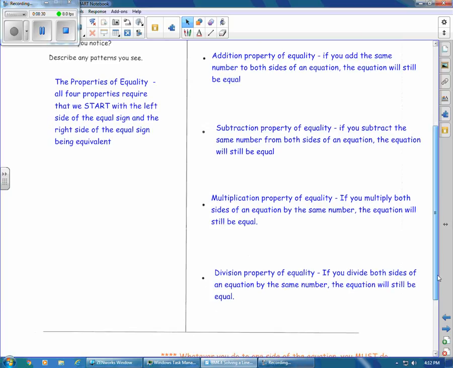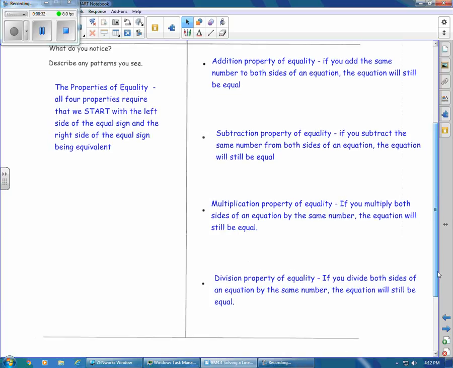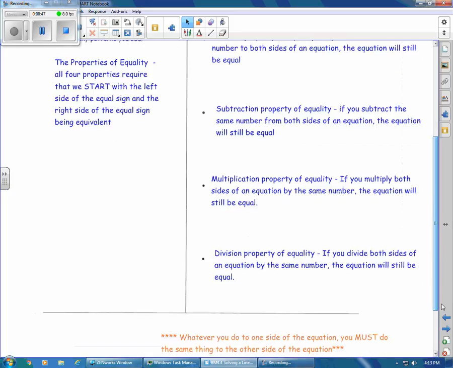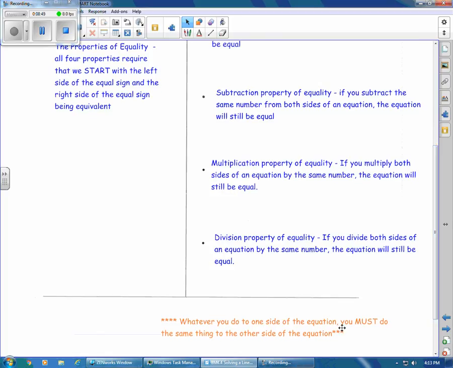You can put this in your own words. You can cut down my words. You can pause the video and write down everything, however you want to handle the notes here. You should note, however, that there are 4 different properties of equality: addition, subtraction, multiplication, and division. Basically, what they're saying is whatever you do to one side of the equation, you must do the same thing to the other side of the equation if you want the equation to stay equal, which is what we want when we are solving.